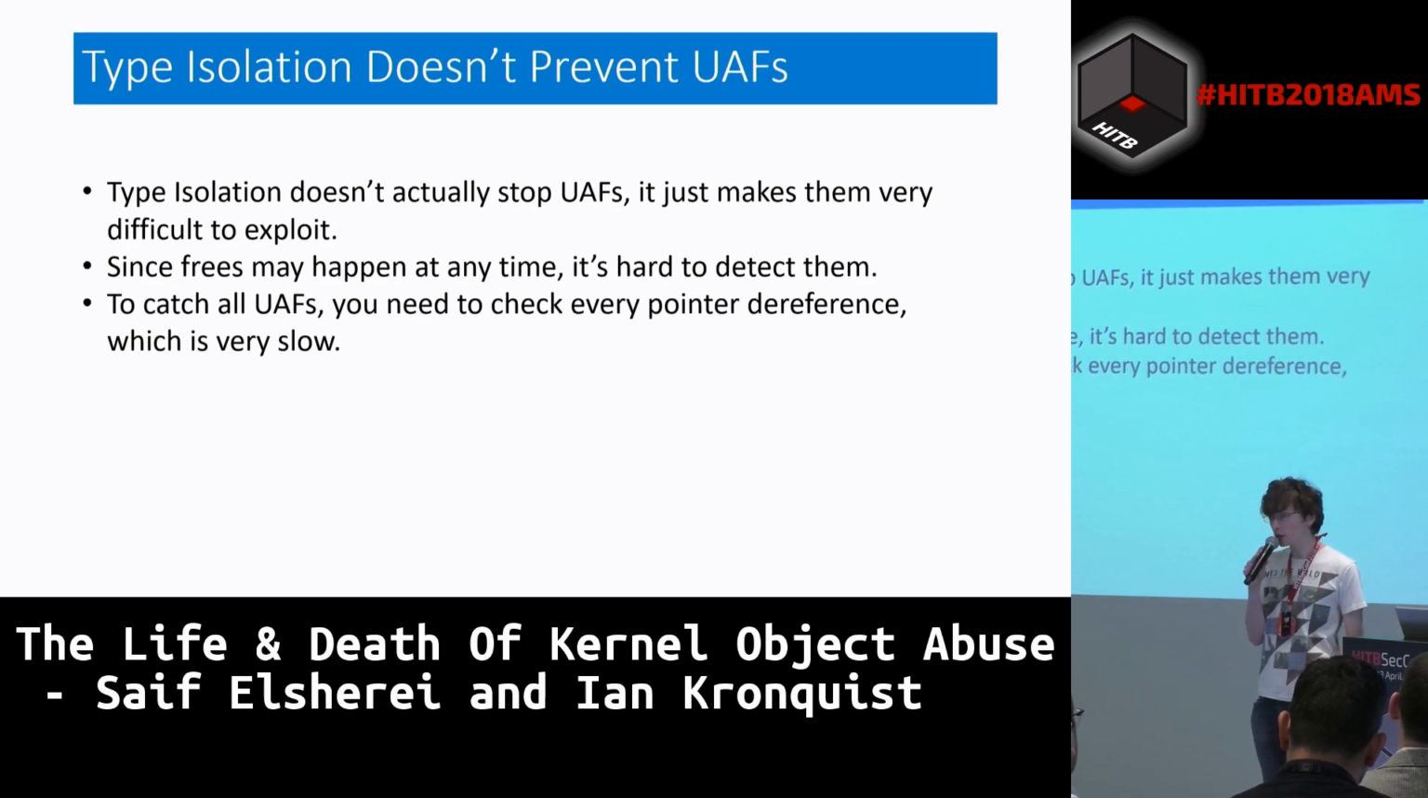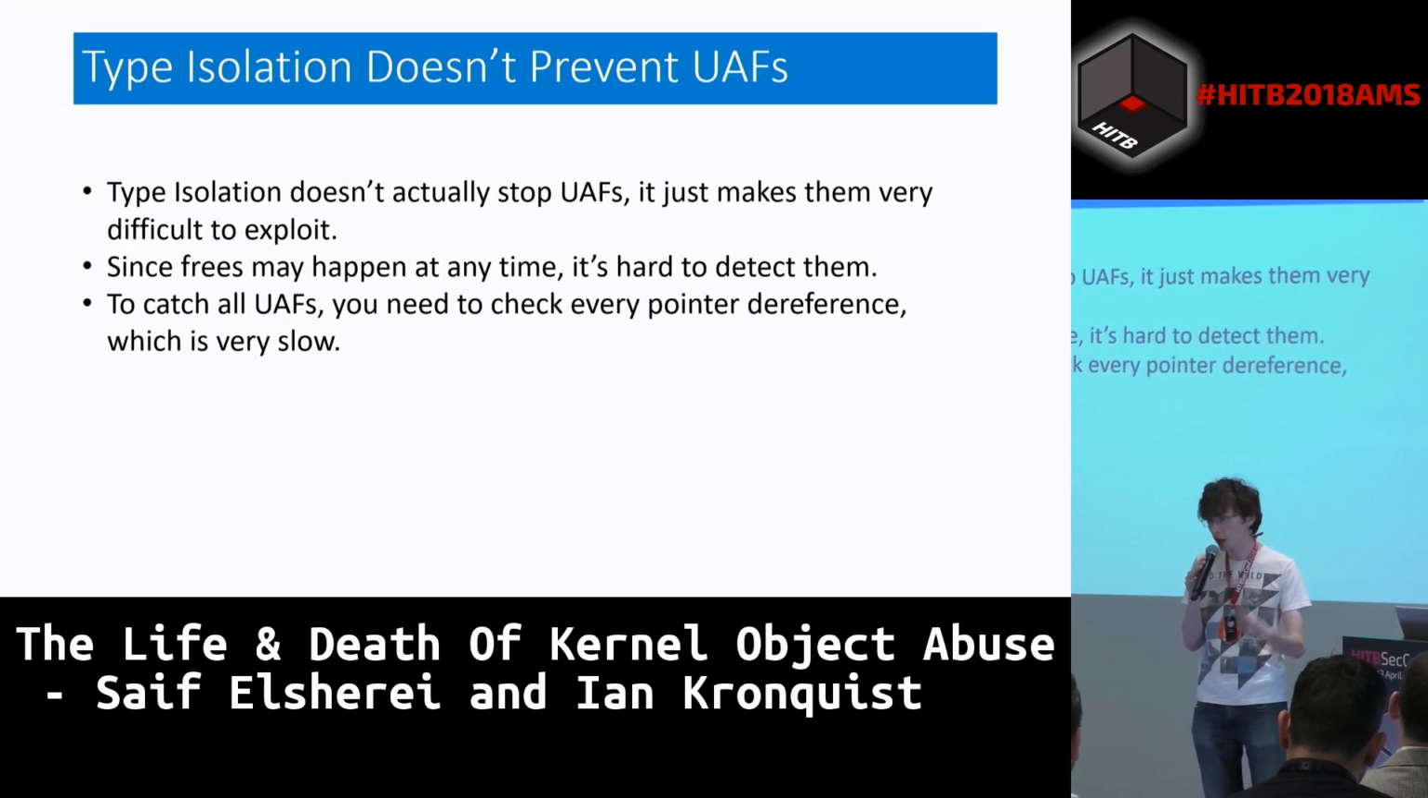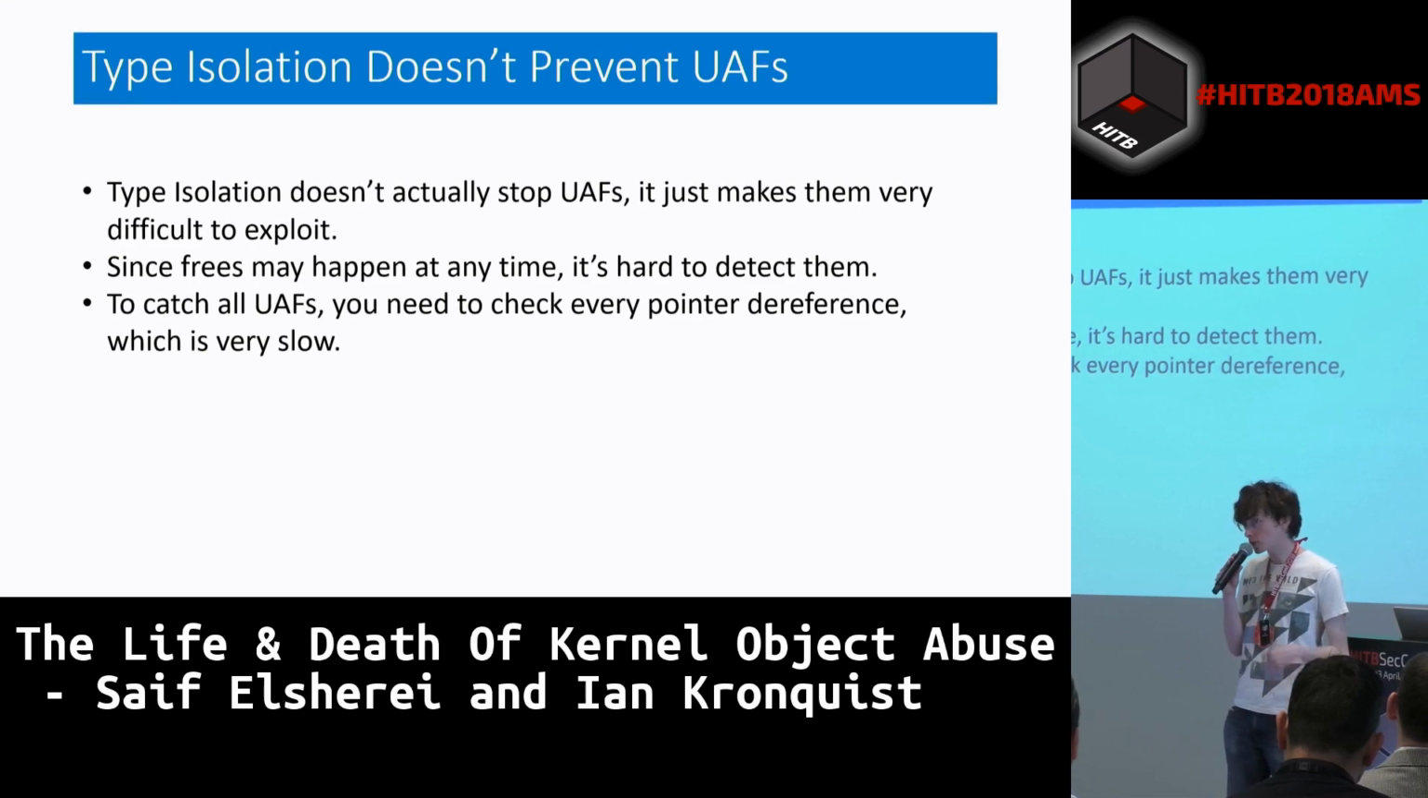The mitigation I'm going to talk to you about today, we call it type isolation. It doesn't protect against UAFs, or it doesn't prevent UAFs, rather. It makes it so that you can't take a UAF and then turn it into a vulnerability, a write-where primitive. It just makes them very difficult to exploit, and I'm going to explain how that works.